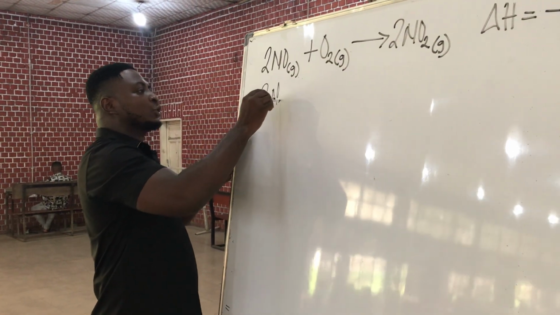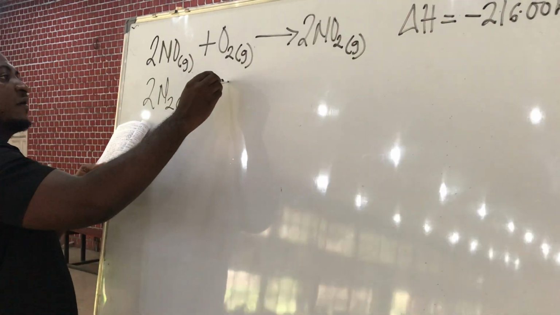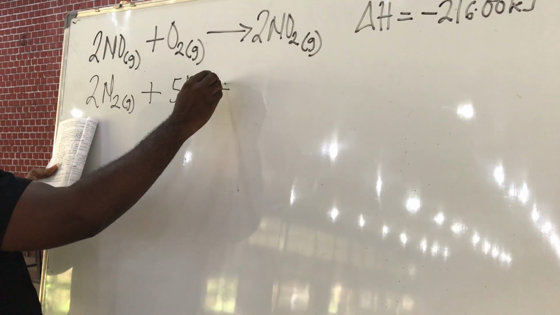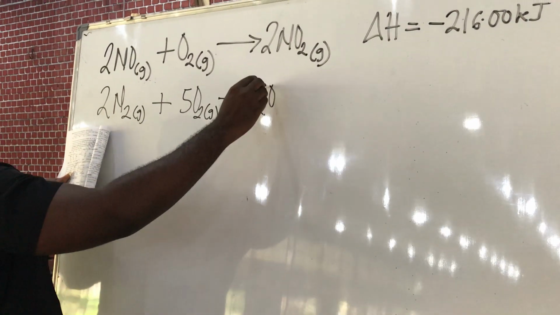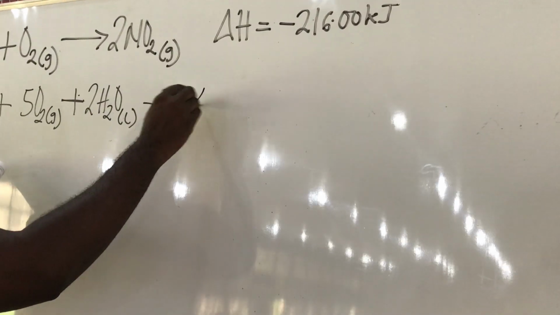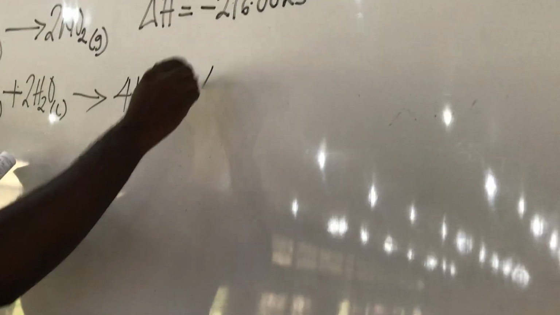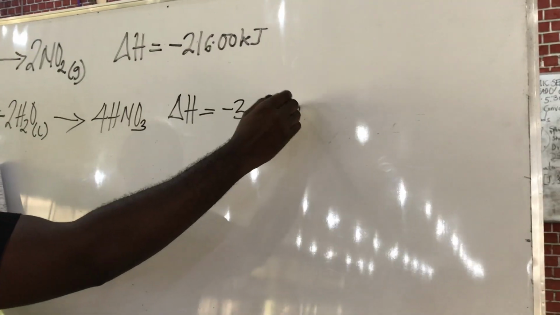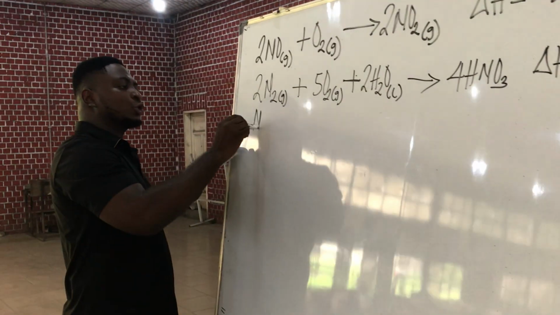Then we also have 2N2 plus 5O2 plus 2H2O to give 4HNO3. Enthalpy change here is minus 346.00 kilojoules.